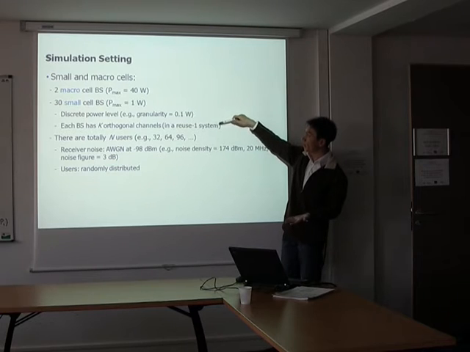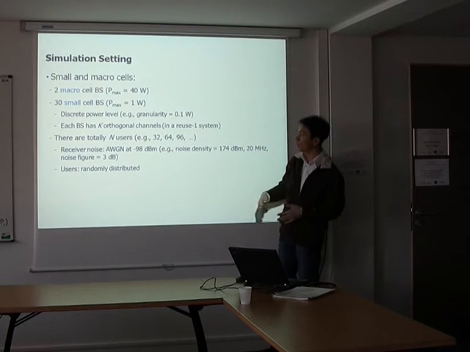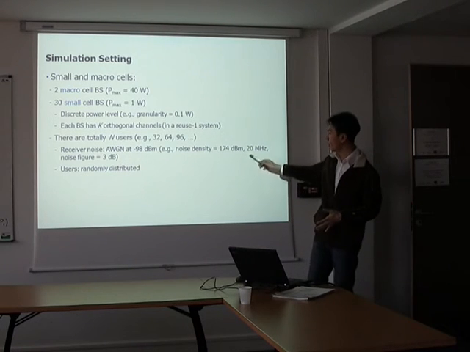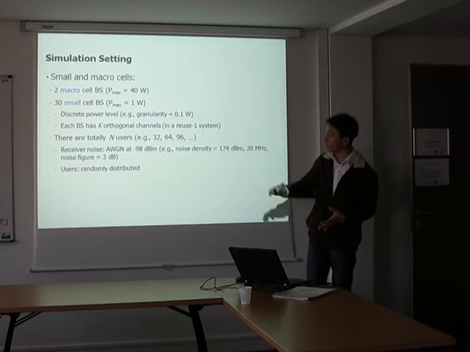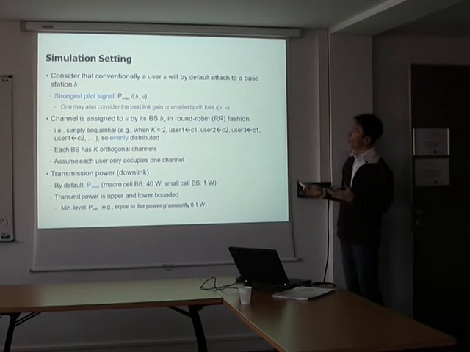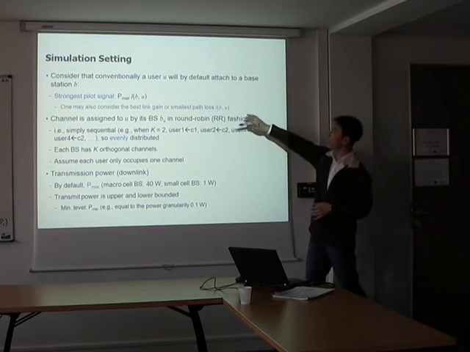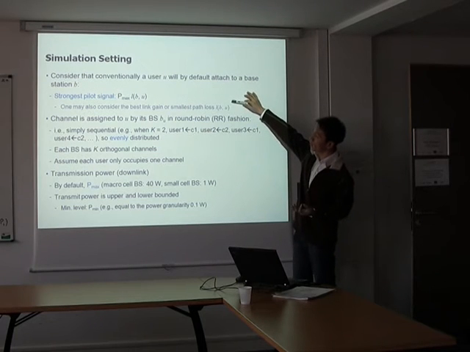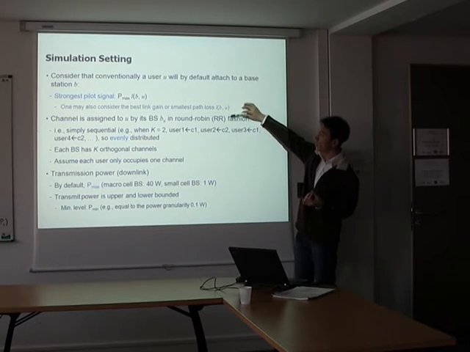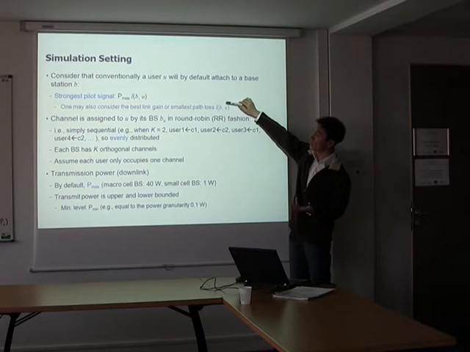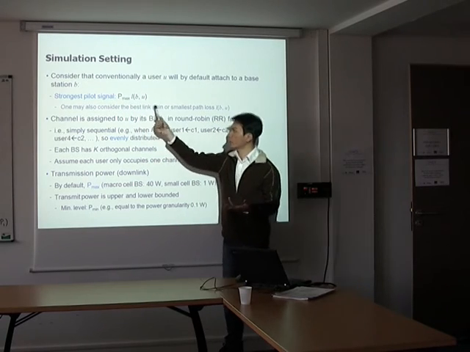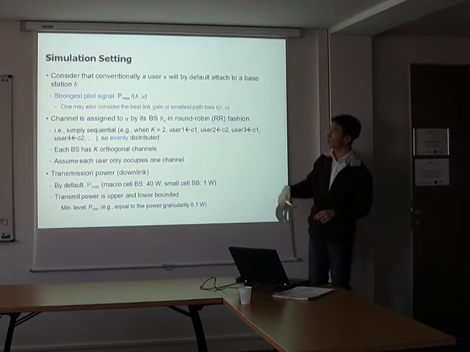Each base station has K orthogonal channels, 1, 2, 3, 4, 5, for example. And we increase the number of users. The noise level is just some constant with 20 megahertz bandwidth and noise figure, etc. And the users are randomly distributed. We compare two configurations. The first is the heuristic. The user attachment in this heuristic scheme is that a user attaches to the base station which gives him or her the strongest signal power. So you attach to the one that gives you the best signal quality, and don't care about the other connections.